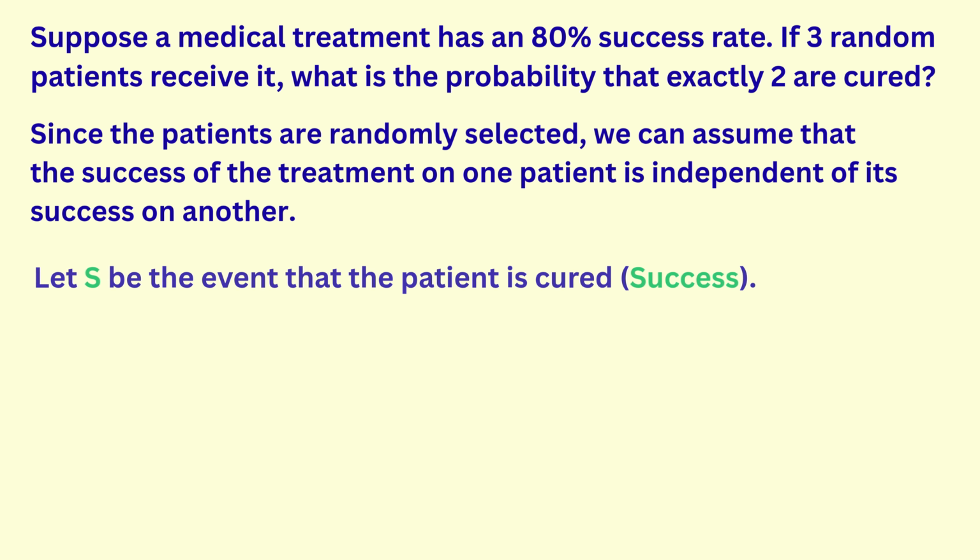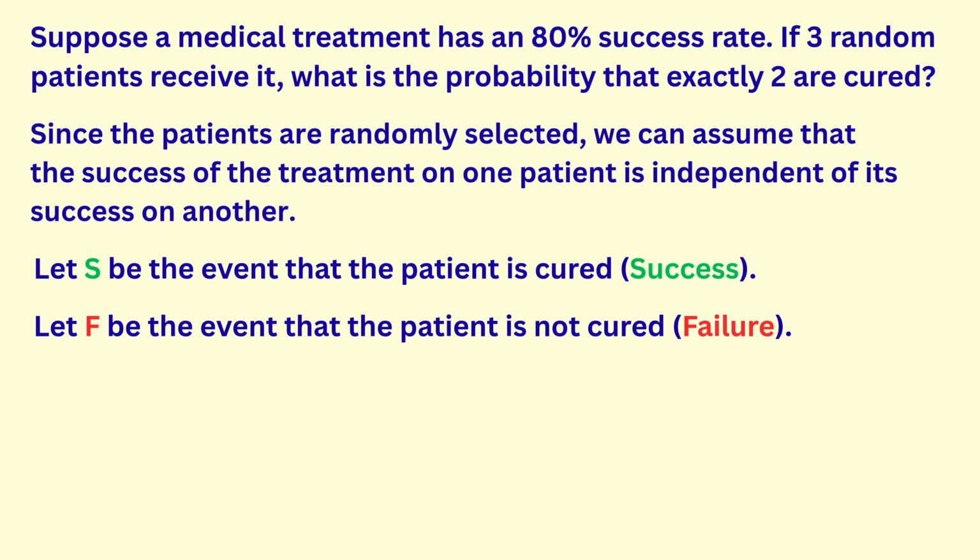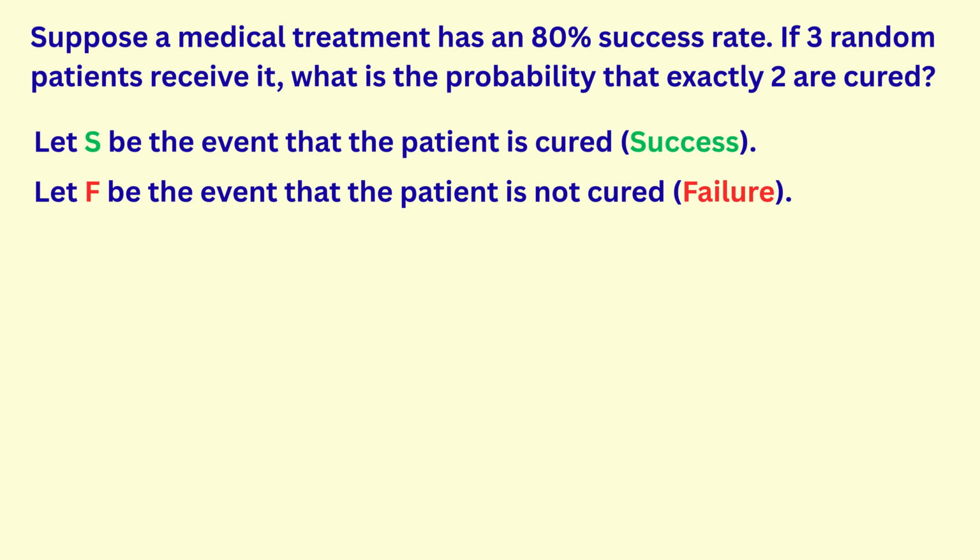We can let the event that the treatment is successful be S, and let the event that the treatment failed to heal the patient be F. So the probability that the treatment is successful on a random patient is 80%, or 0.8, which therefore means that the probability that the treatment is unsuccessful on that same patient is 20%, or 0.2.